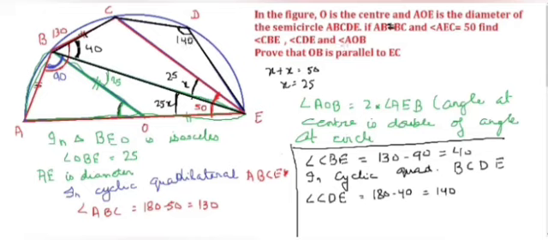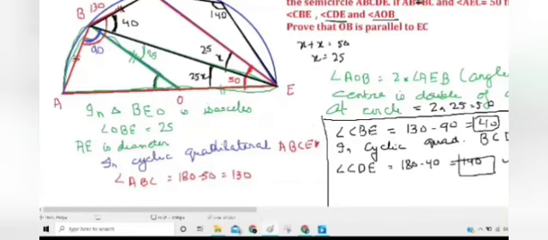So we have calculated angle AOB and angle CDE. Now we want angle CBE. So angle CBE we have calculated, that is 40. So these three are our answers. This is our answer, this is our answer, and angle AOB we have calculated here. This will be 2 into angle AEB, that is 25, so this is going to be 50. So this is our required answer.